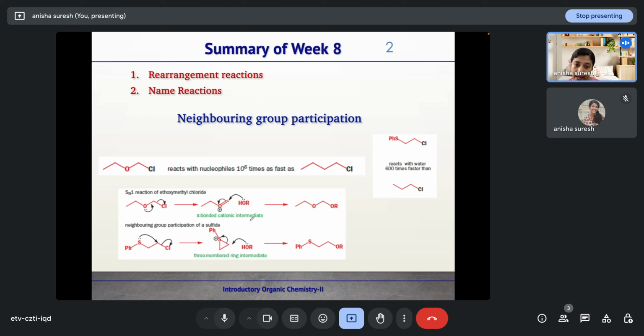So here an oxygen-bonded cationic intermediate will be formed. And in our first case, the lone pair on the sulfur of this PhS can attack in an SN2 fashion at this center, and the Cl minus ion will leave and a three membered ring intermediate will be formed. Then the alcohol can attack either this position or this position, and it will lead to formation of the final product. So in both cases, the neighboring groups are participating, enhancing the reactivity and making the reaction faster.